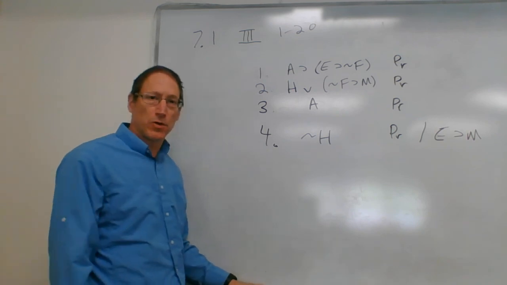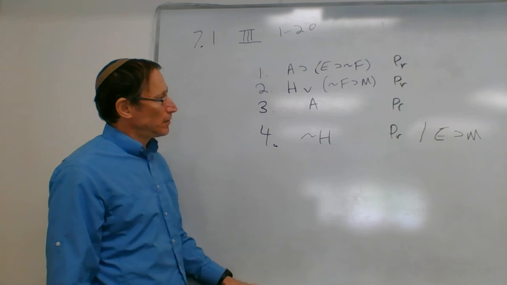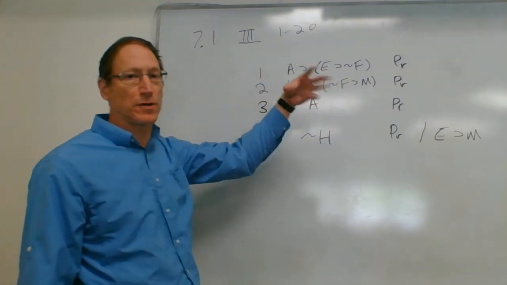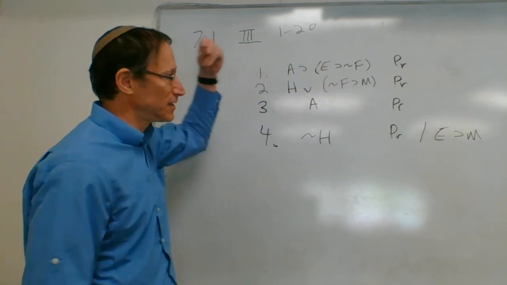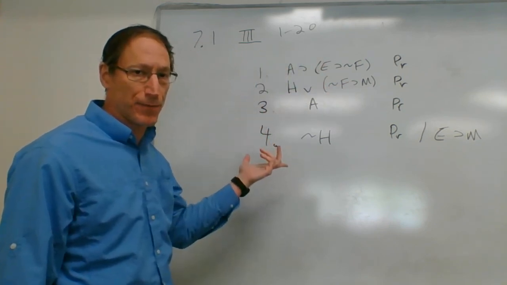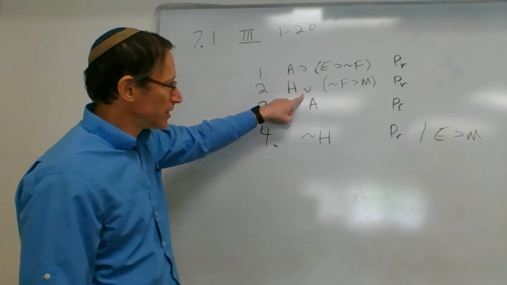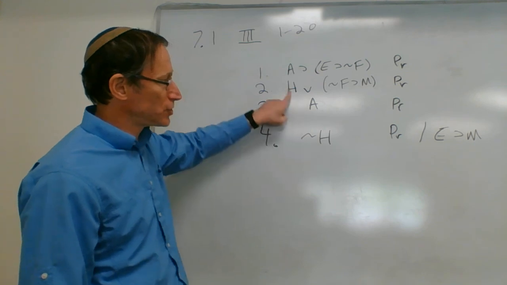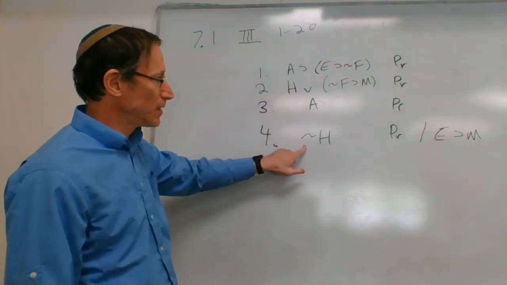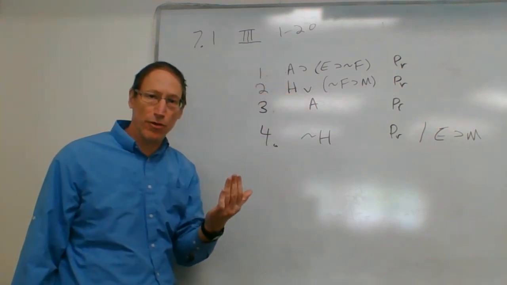Does anybody see a modus ponens here? Yes, I see a modus ponens because I have a horseshoe. You have to just sort of look for modus ponenses, look for modus tollenses, look for disjunctive syllogism. There's also a disjunctive syllogism we could do here. Maybe you see it. We have a wedge in number 2 and we have not H. So we could use disjunctive syllogism on 2 and 4. We could also do modus ponens on 3 and 1.